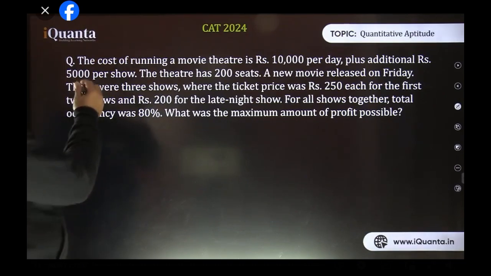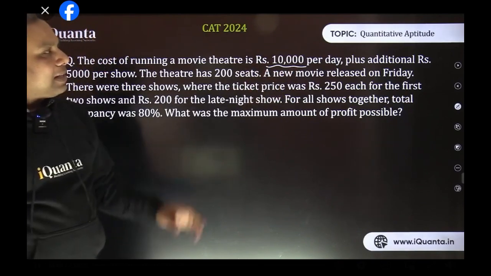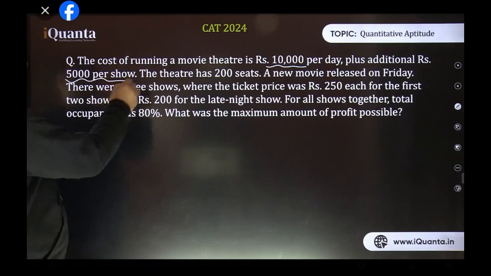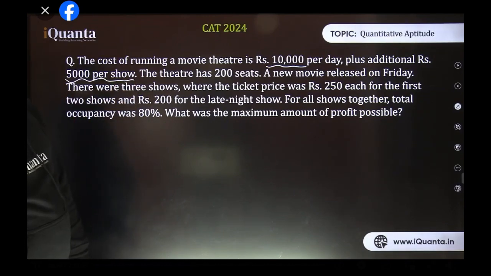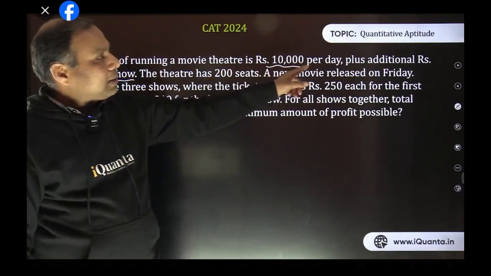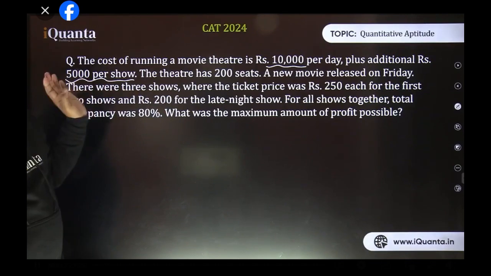Let me read it. It says the cost of running a moving theater is 10,000 per day. So per day 10,000 ही लगने वाला है ना. That is a fixed cost plus additional rupees 5,000 per show. That's additional. So in case of cost price, we are to pay 10,000 per day, and additional cost of 5,000 per show, whatever number of shows are there. So 5,000 per show will be the cost.